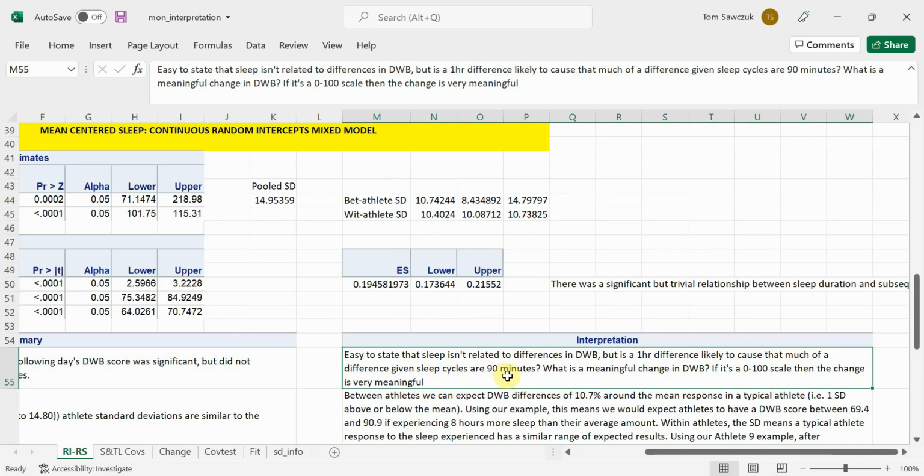sleep cycles are 90 minutes long? Should we be looking at 1.5 hours? Should we be looking at 2 hours, 3 hours? And these are all things that can make a big difference in terms of the outputs that you get here. So it's things that you have to question and be aware of what you're actually doing. What's a meaningful value of a covariate, and then what's a meaningful change of the outcome measure.